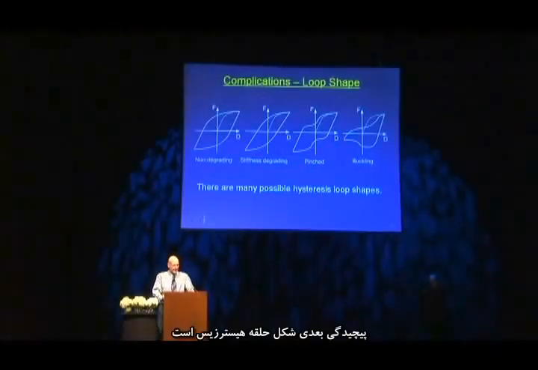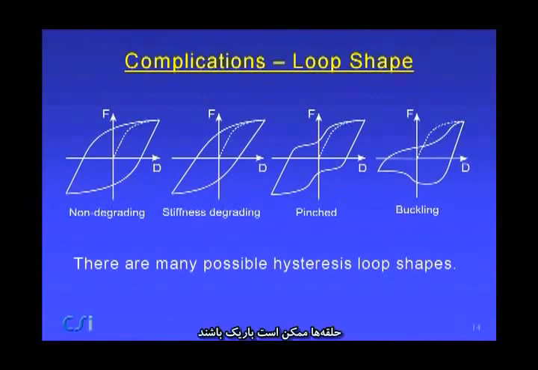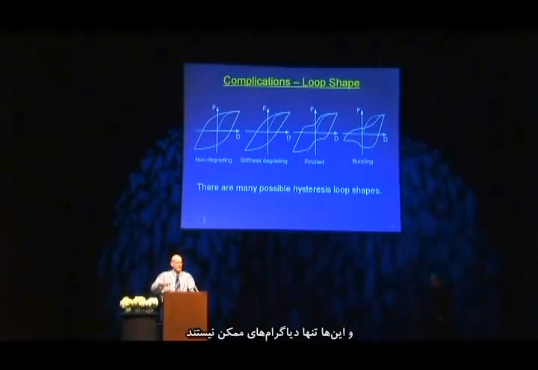Further complication is the shape of the hysteresis loop, and I show here a non-degrading loop, a stiffness degrading loop I've already mentioned. Loops can also be pinched, and then if you have a buckling type behavior, you get a rather special loop, which is illustrated by the fourth of these diagrams. And these are not the only possibilities, there are several other possibilities also.